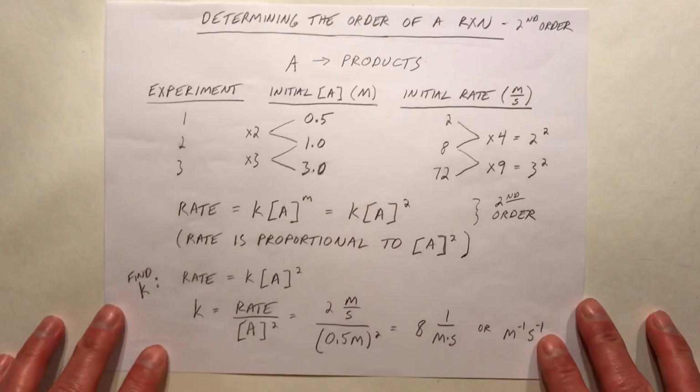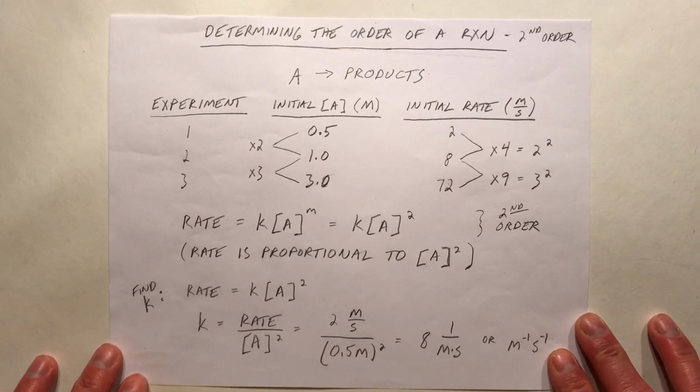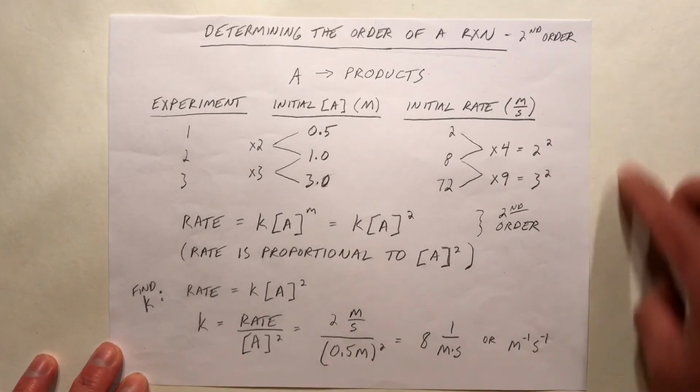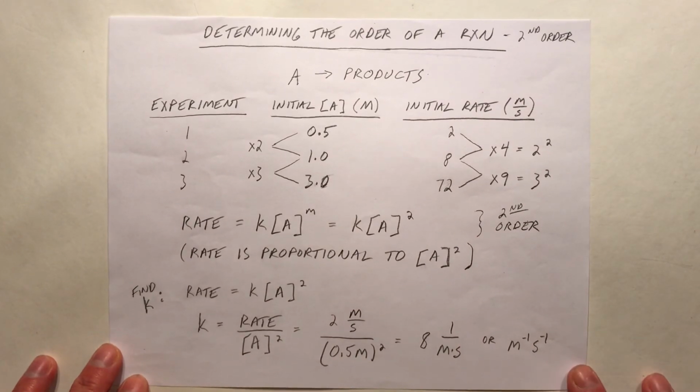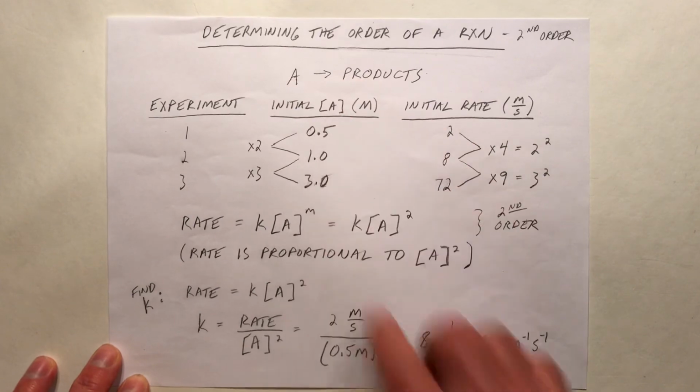Let's take a look at one more example. Let's say that we're going to determine the order of a reaction, and this time we're going to end up with a second order reaction. Now we wouldn't know that to start with, but that's how it's going to turn out here. So we have a single reactant A forming products.